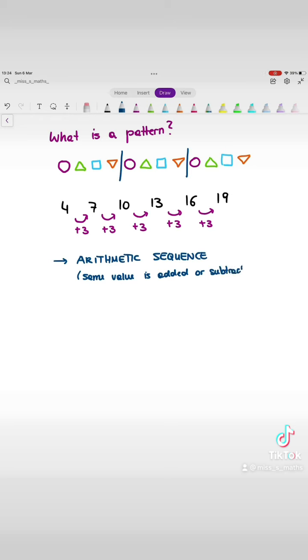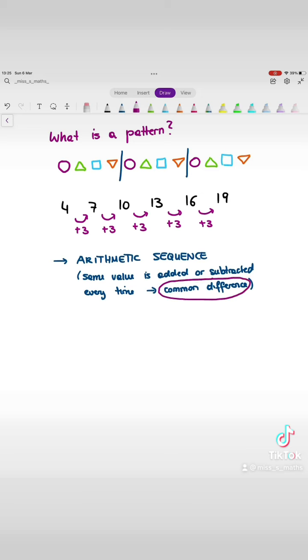Now this here will be a sequence that consists of numbers: 4, 7, 10, 13, 16, 19. And I can get from one term of this sequence to the next term of the sequence by adding 3. And whenever I'm able to do this, we refer to that sequence as an arithmetic sequence. The values are created by adding or subtracting the same number every time, and this same number is commonly referred to as the common difference.